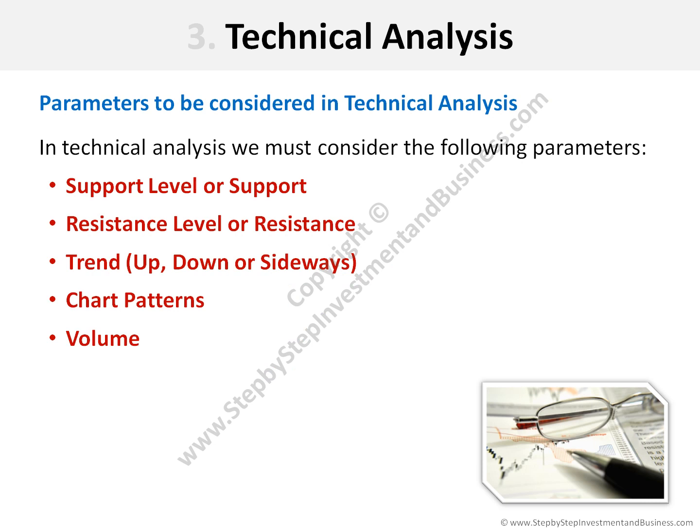In technical analysis, we must consider the following parameters. The first parameter is the one called support level or support. The second parameter is the one called resistance level or resistance. The third parameter is the one called trend, and as we will see later, it can be up, down, or sideways. The fourth parameter we must consider are those known as chart patterns. And finally, we must also consider the volume of the stock.